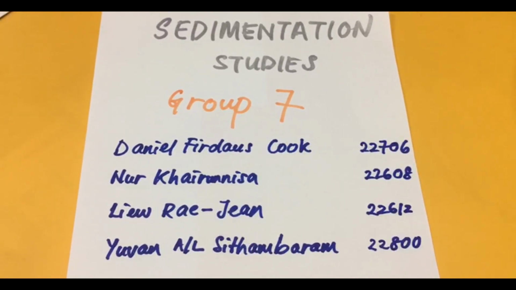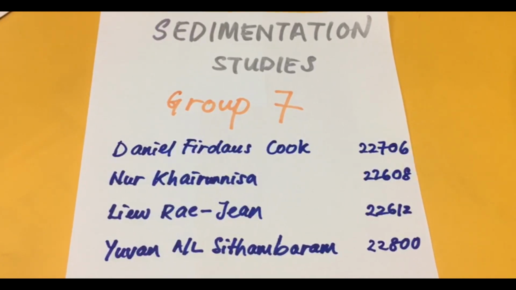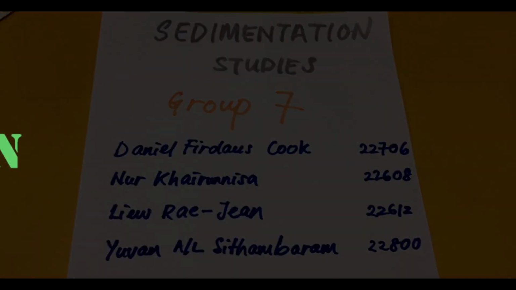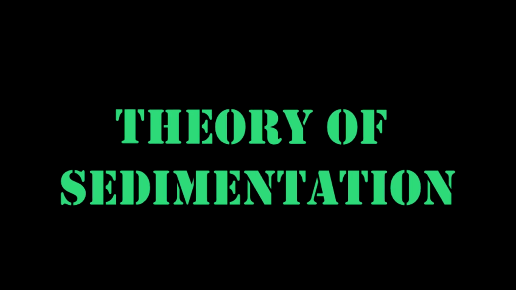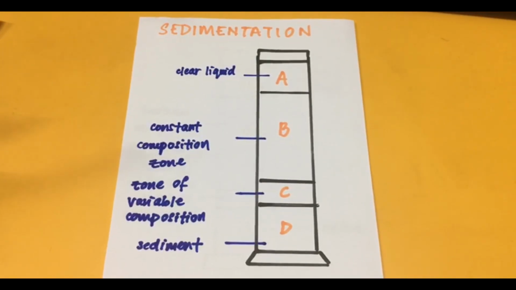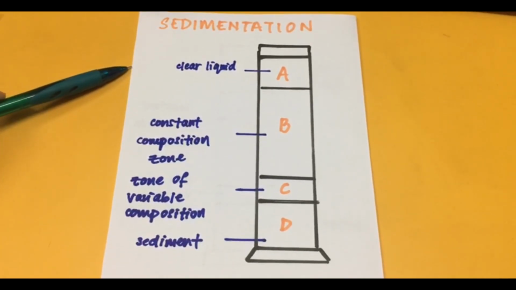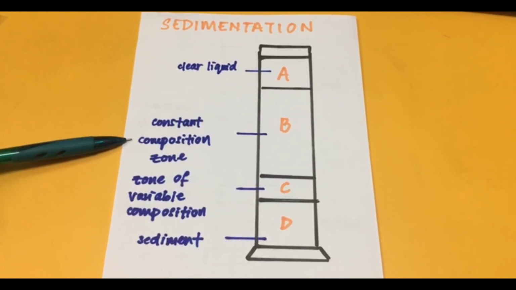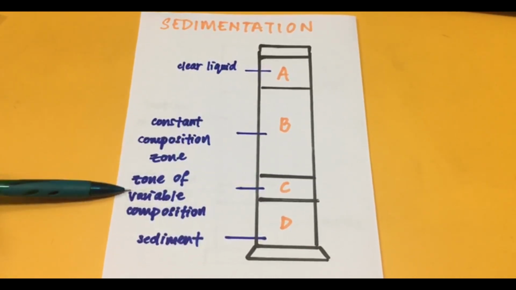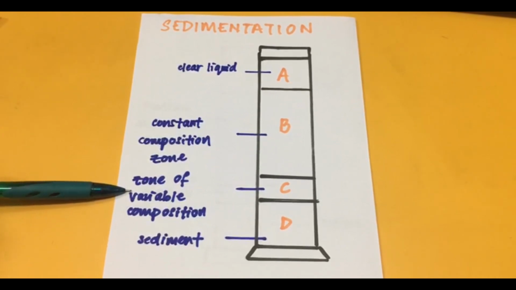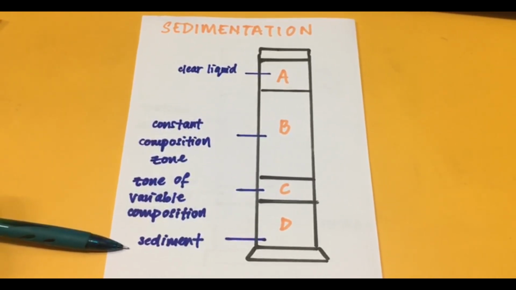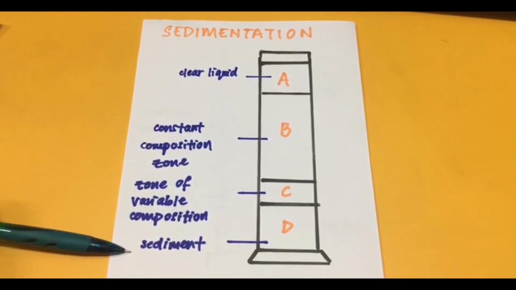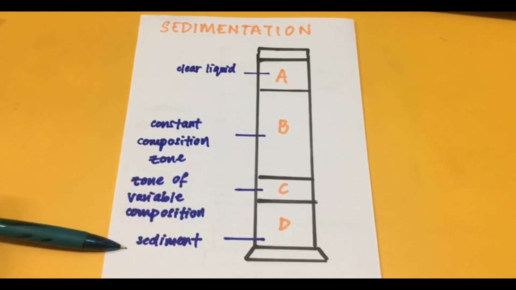Today, we're going to talk about an experiment which is related to sedimentation studies. There are 4 layers in the cylinder. A represents the clear liquid, B represents the constant composition zone, C represents the zone of variable composition, and D represents the sediment, where the particles settle below at the bottom of the cylinder.